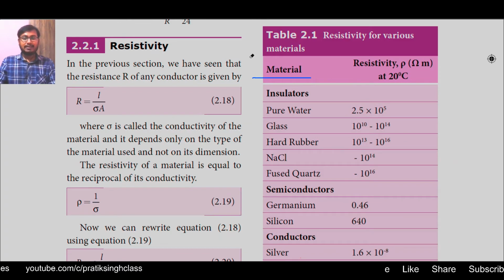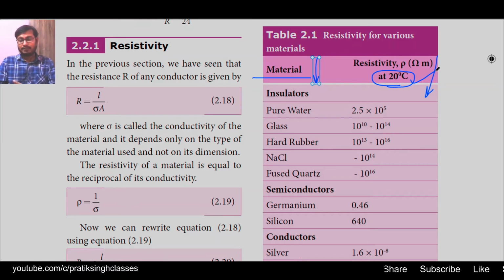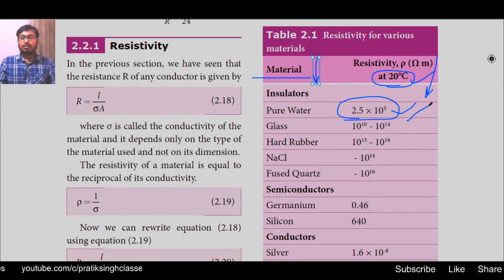So let us see table 2.1, what things are given here. This column is for materials and this is for their resistivity. It is mentioned here at 20 degrees Celsius. Why? Because when we change the temperature, the resistivity of the same material will be different, but the variation is very slight. For pure water, the resistivity is 2.5 into 10 to the power 5 ohm meter, which is very high resistance. That is why pure water is also called a bad conductor of electricity.